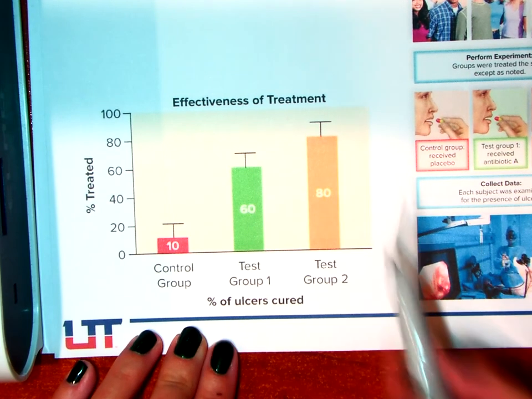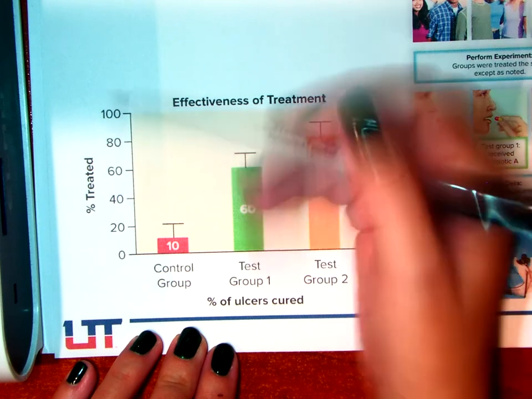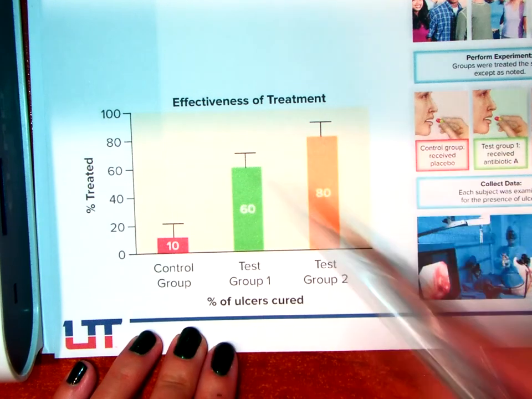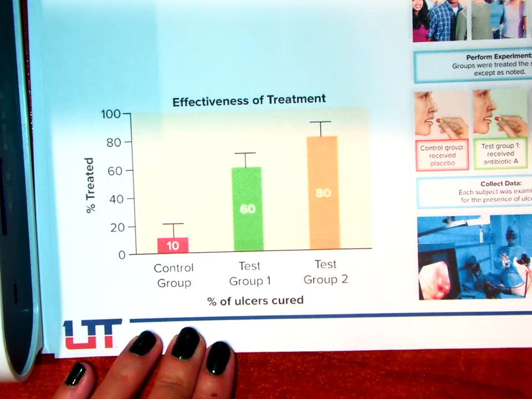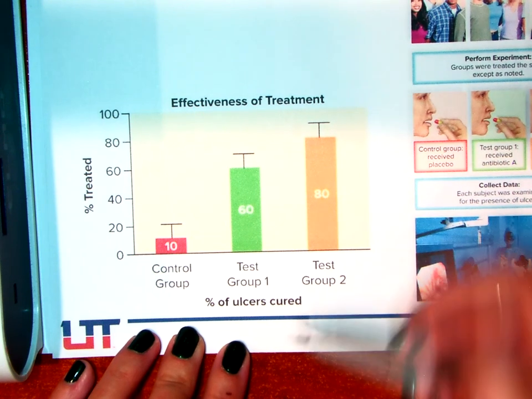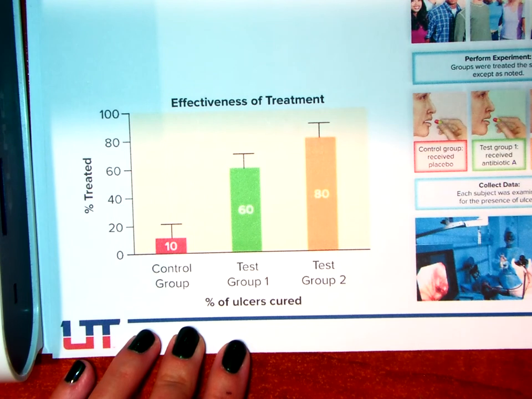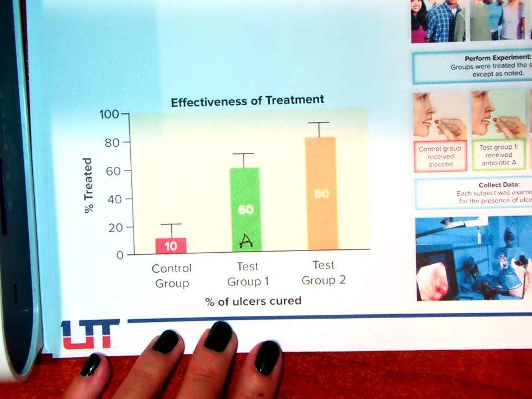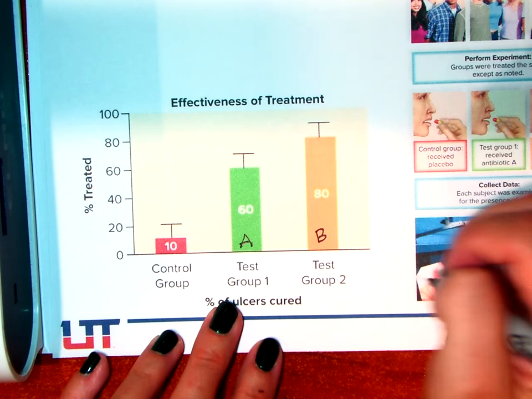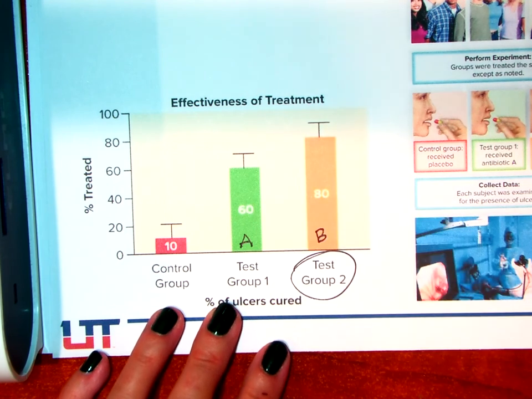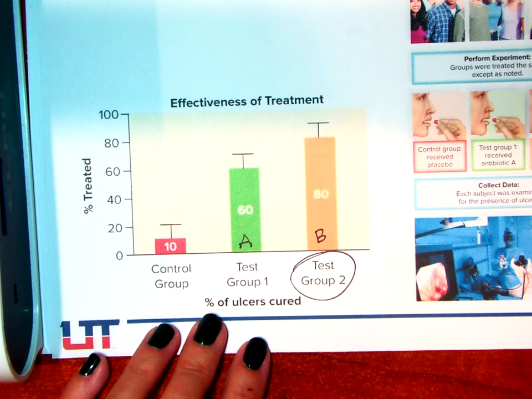So effectiveness of treatment, percent of ulcers cured, percent that were cured and treated over here. In the control group, which received a placebo with no medication, there were 10% that were treated. In the test group, which was antibiotic A, 60% were treated. And in test group 2, which received antibiotic B, so this is the one that we were testing to see if it was more effective, 80% were cured.